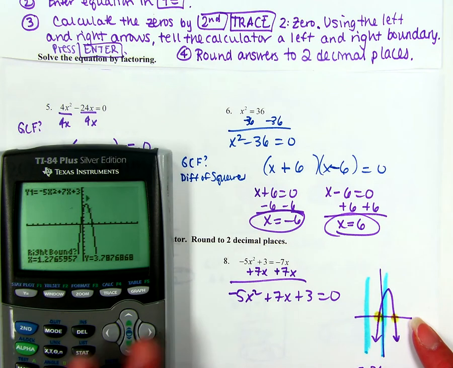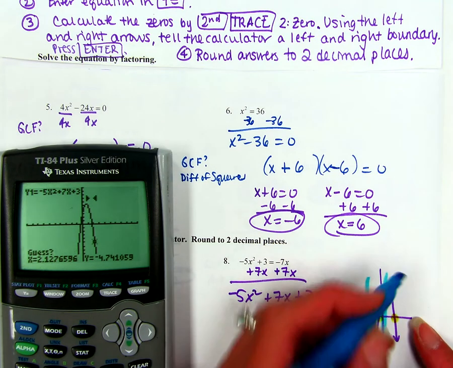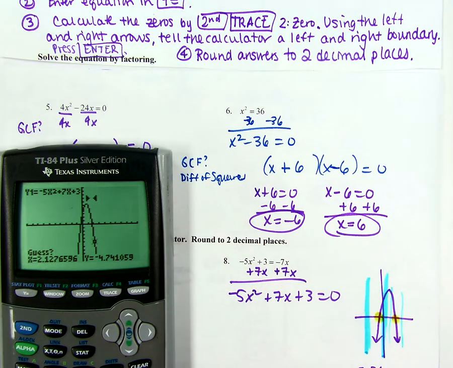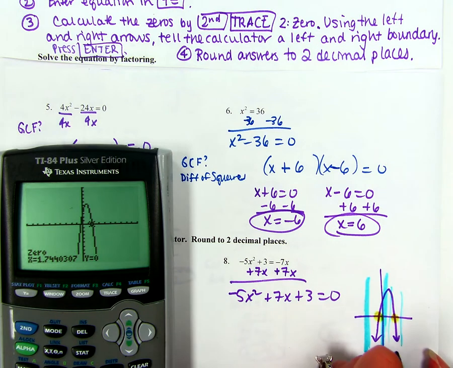and I'm going to hit here and here. So now I told it, okay, look in between those two lines and tell me where is my x-intercept. So my other solution is 1.74.